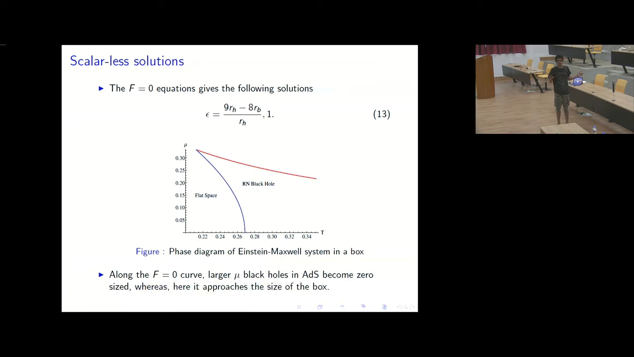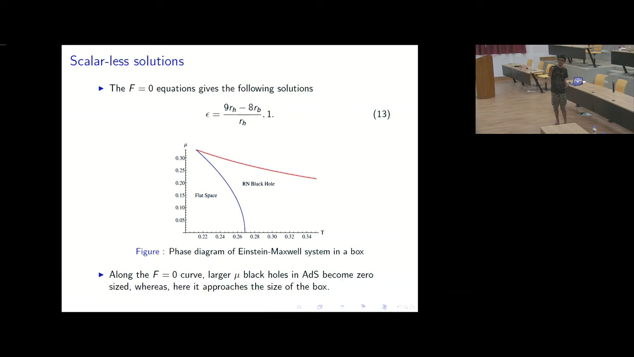It becomes bigger and approaches the size of the box itself. And around this point, it becomes almost box size. And this red curve is basically a cutoff coming from the finiteness of the box. So along this, the black hole is actually the box size.